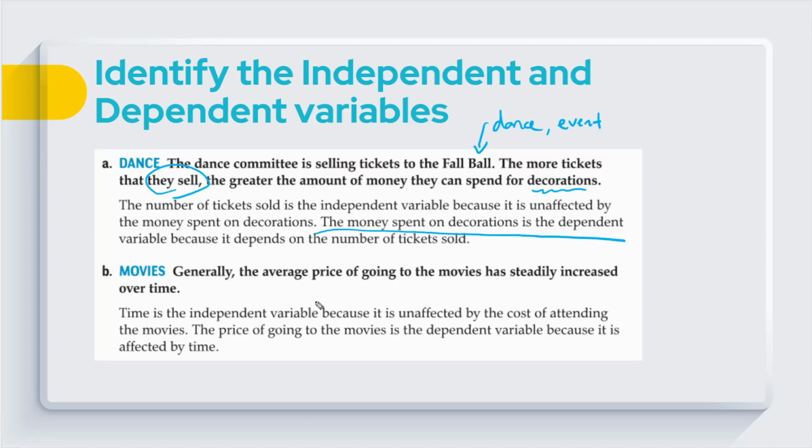Movies. Generally, the average price of going to the movies has steadily increased over time. So we're looking at average price of tickets and time. Time is always the independent variable because time never depends on anything else. Everything else depends on time. This is going to be true almost in every instance. When you're looking at a situation, time is almost always going to be the independent variable because it's unaffected by anything else. Time is always going to march on. Okay.